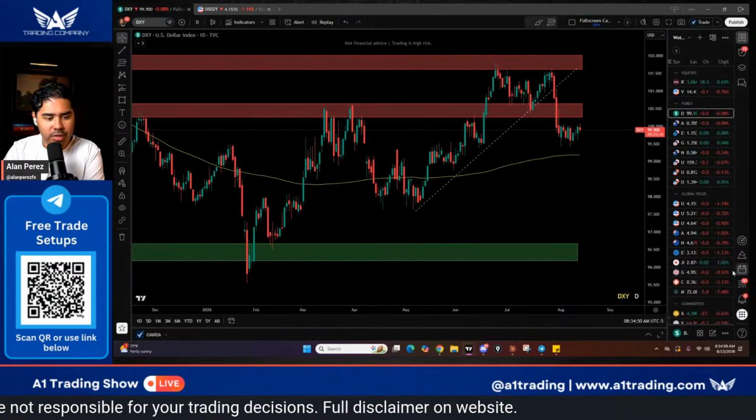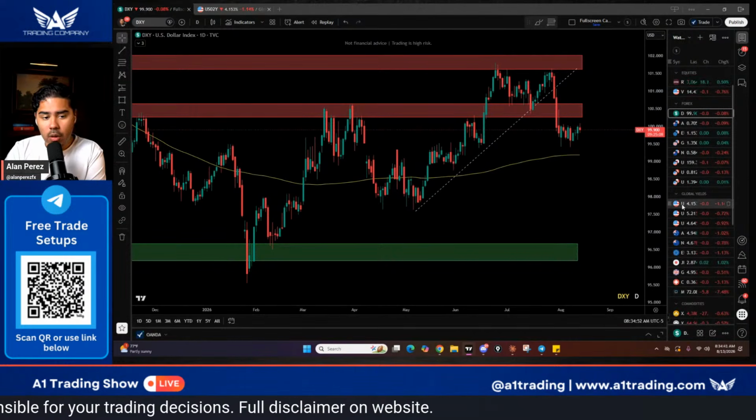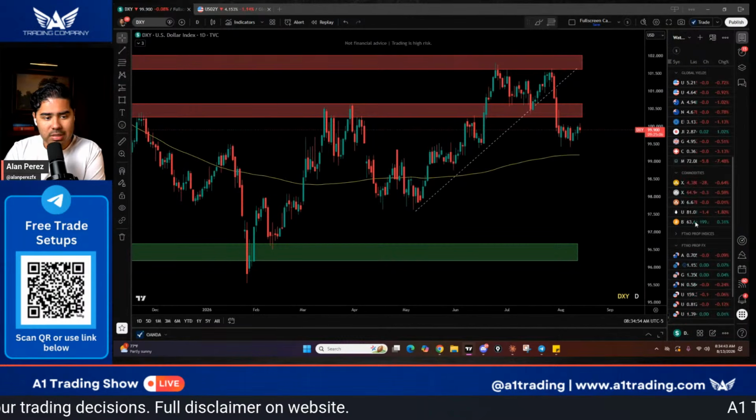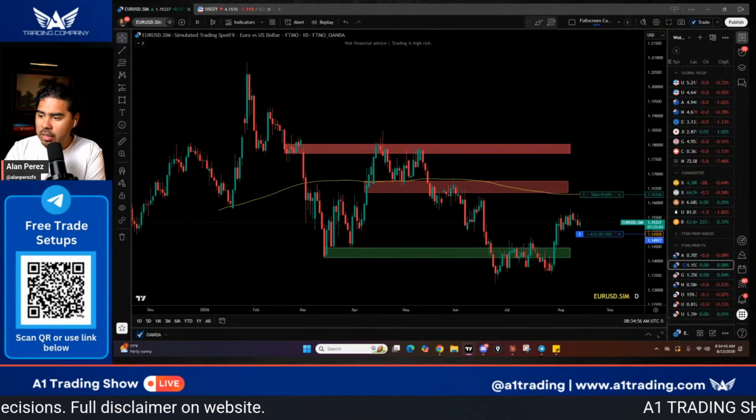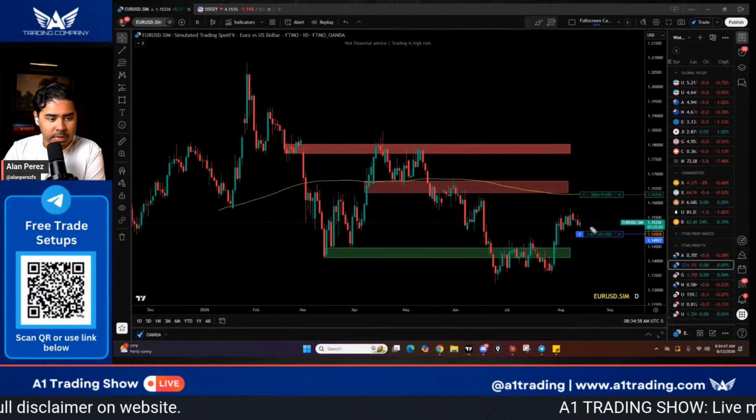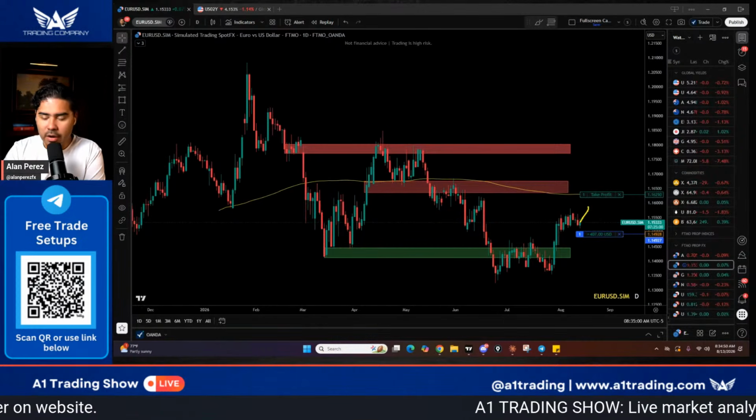That could be one option. There's really two options: EUR/USD long or USD/CHF short. I'm already in EUR/USD long, and so ideally this thing just drifts higher.